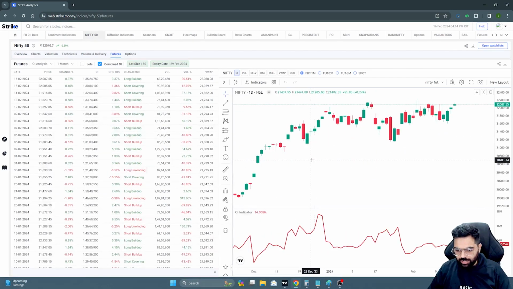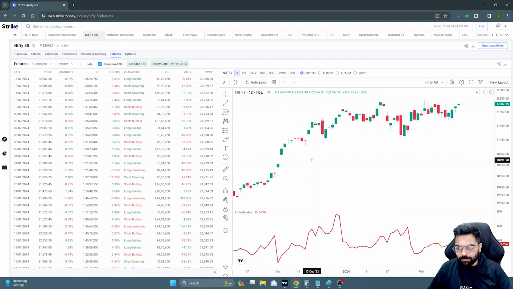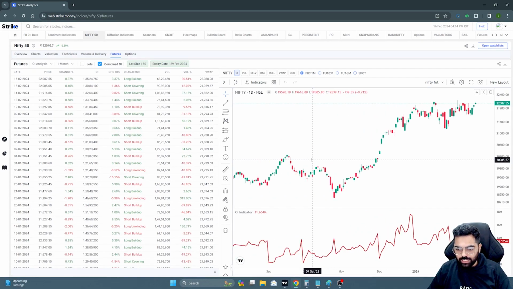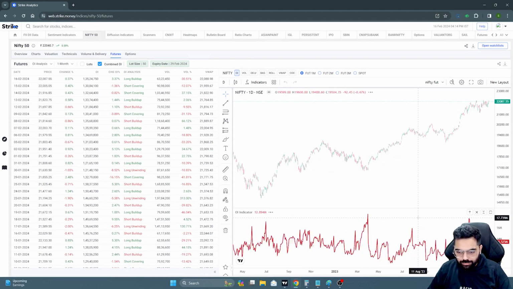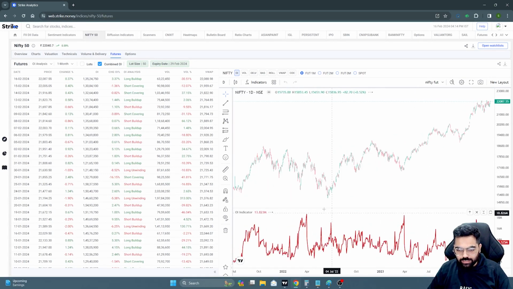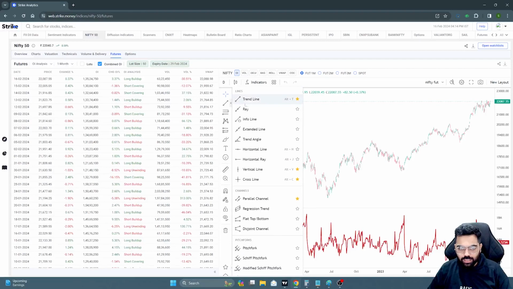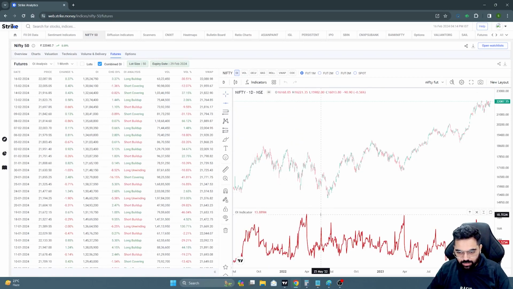So we all know that a rising OI with the rising price, which is long build up, is a good sign. OI goes up as well as goes down, but whenever we see OI at extreme levels in any symbol, it may precede any major reversal. Let me just draw a horizontal line here.